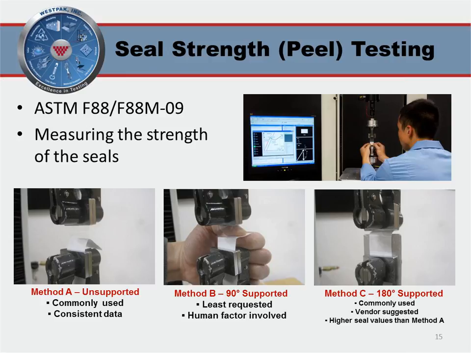Now, method C results in higher seal strength results than method A. The results of method C are generally at least 1.5 times higher than the seal strength compared to using method A. But like I've mentioned earlier, both methods do provide consistent data.